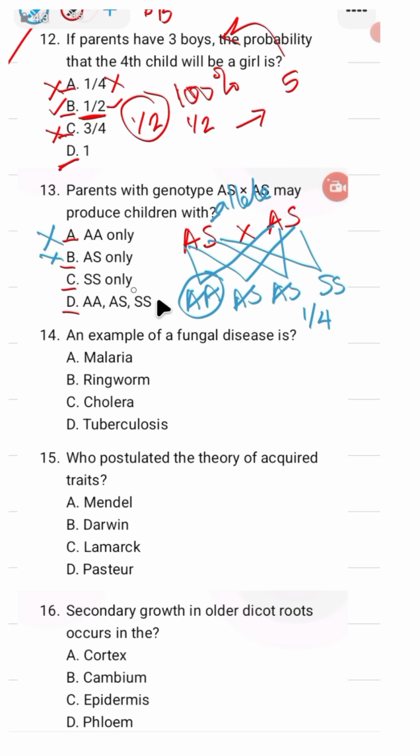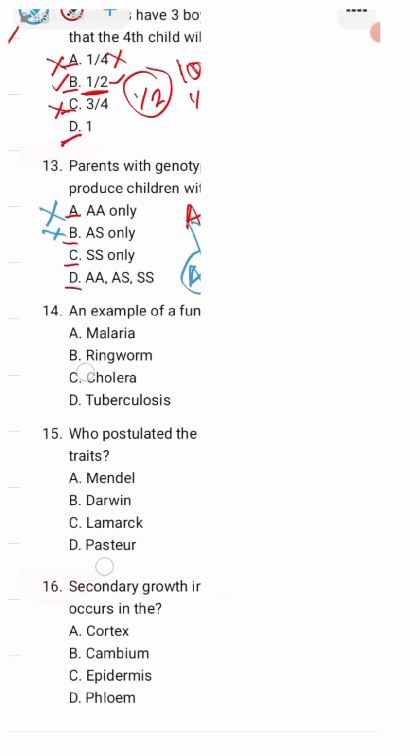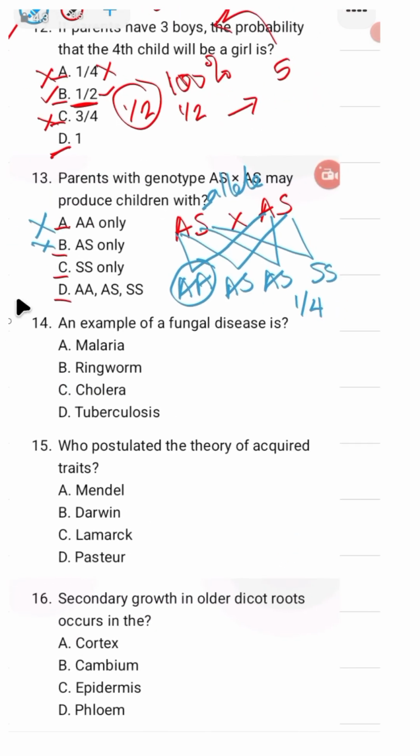This one is only possible if the 2 parents are SS, as in that you have SS cross SS, and here it's possible. All of them will be SS. But in this case, it's not actually possible. So this one is wrong too. So the last option is AA, AS, SS. This one is actually possible. So this would definitely be the answer, since A, B, C are wrong. So let's look at why this one is correct.